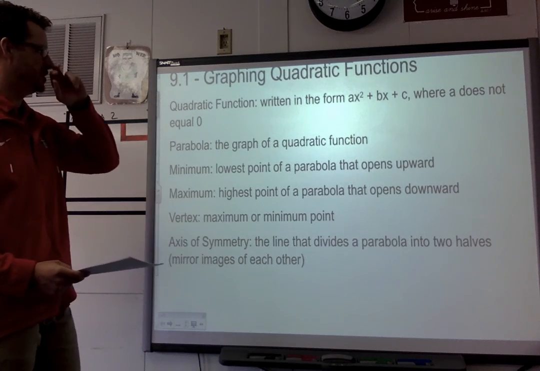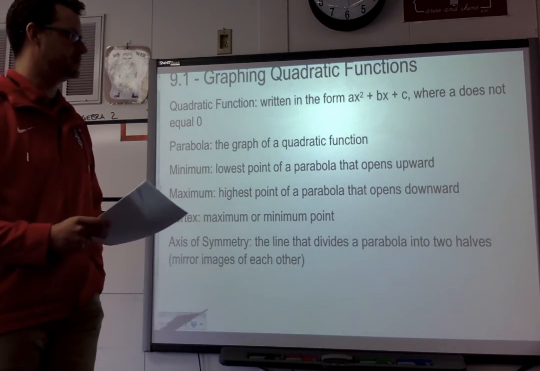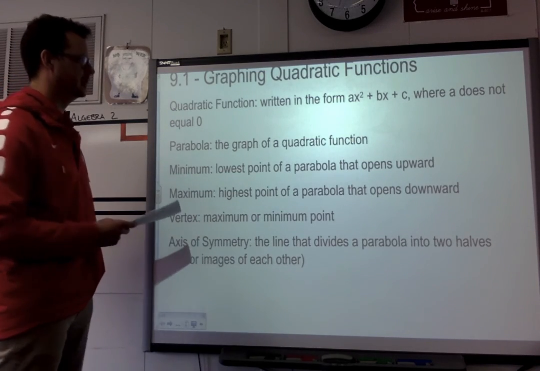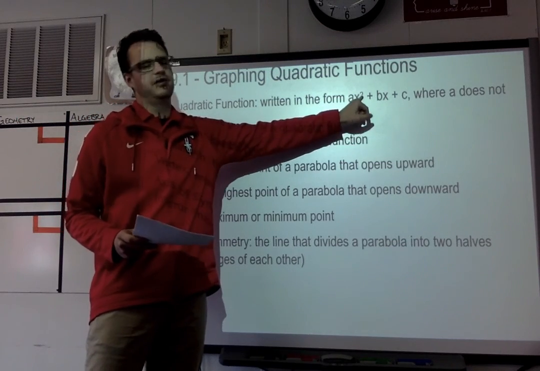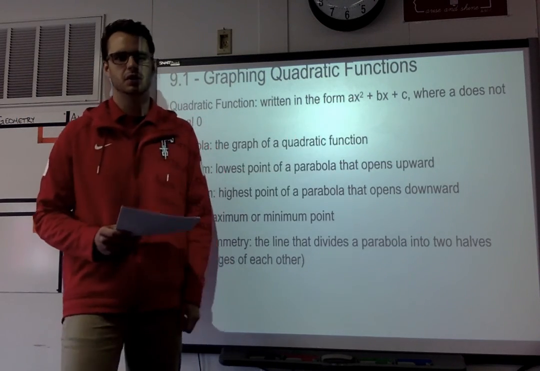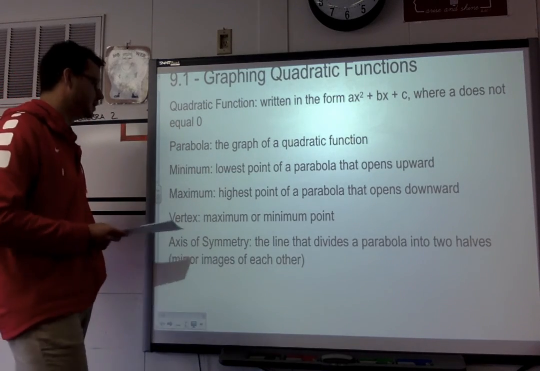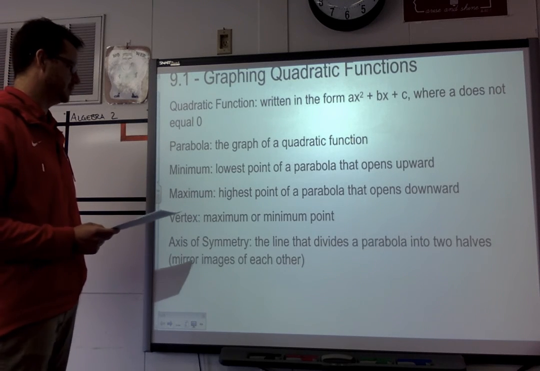First off, we have a quadratic function, which is written in the form ax squared plus bx plus c, where a does not equal 0. Now, the reason a can't equal 0 is because then it would get rid of our x squared value, and it would no longer be a quadratic function. It would then be a linear function. A parabola is the graph of a quadratic function.